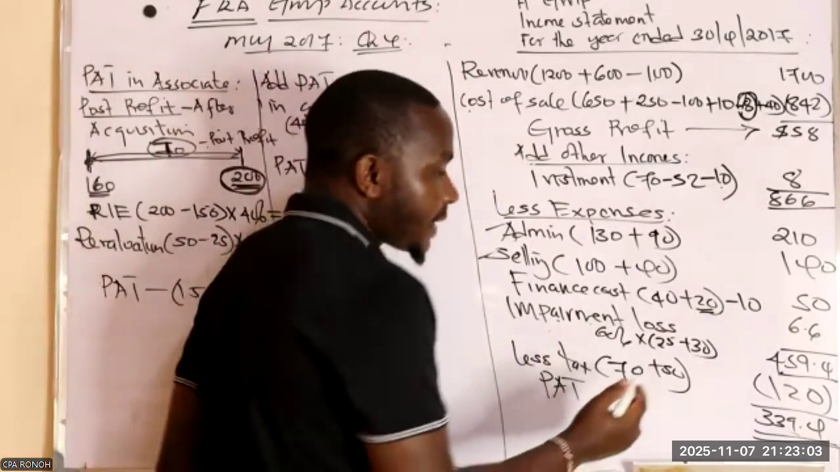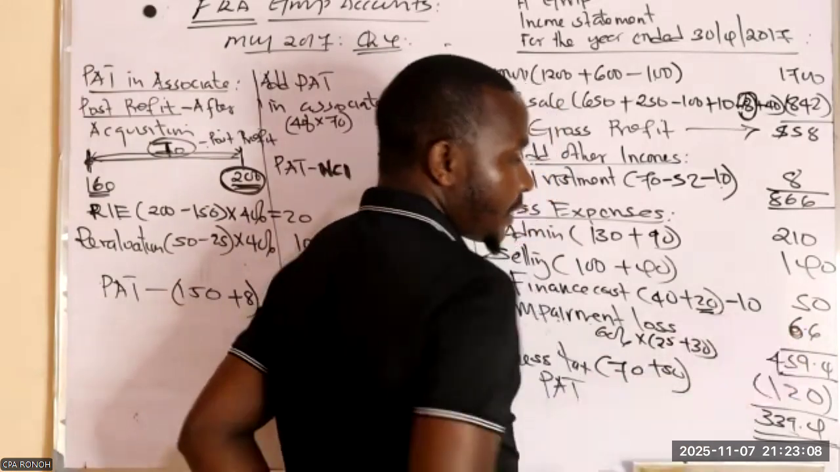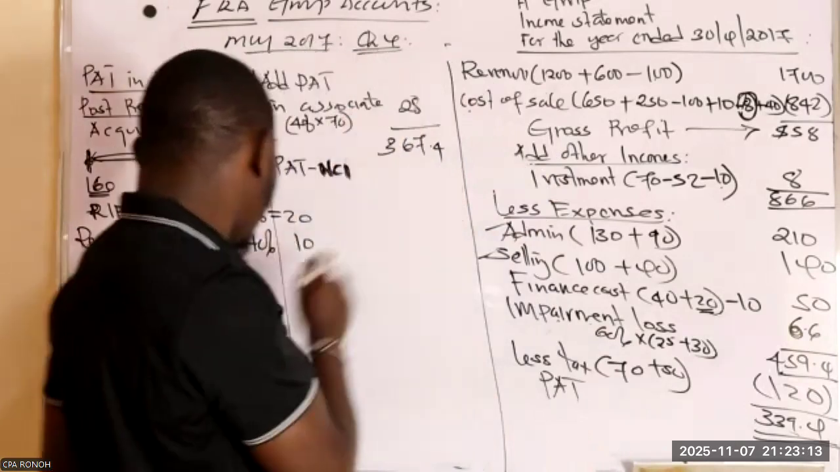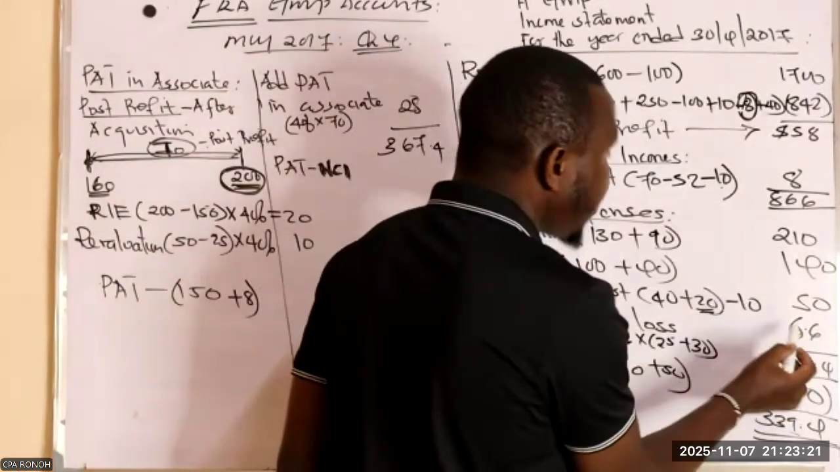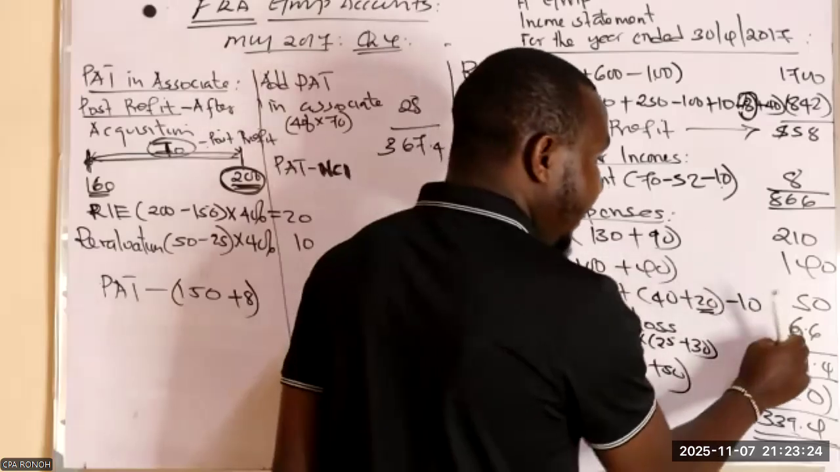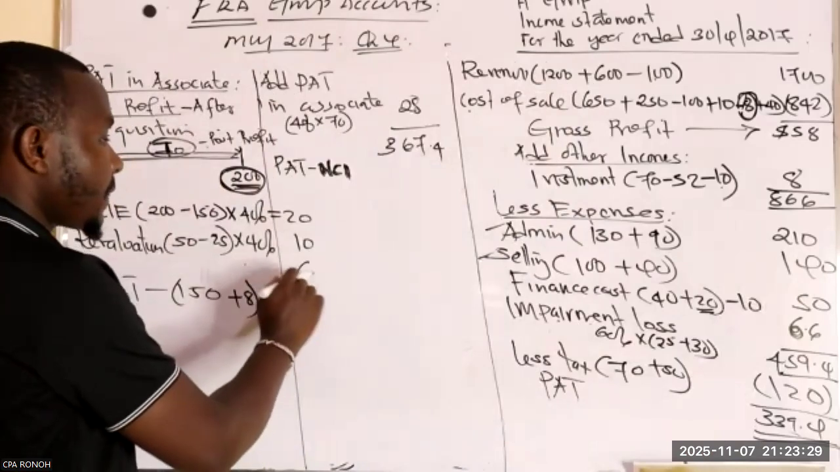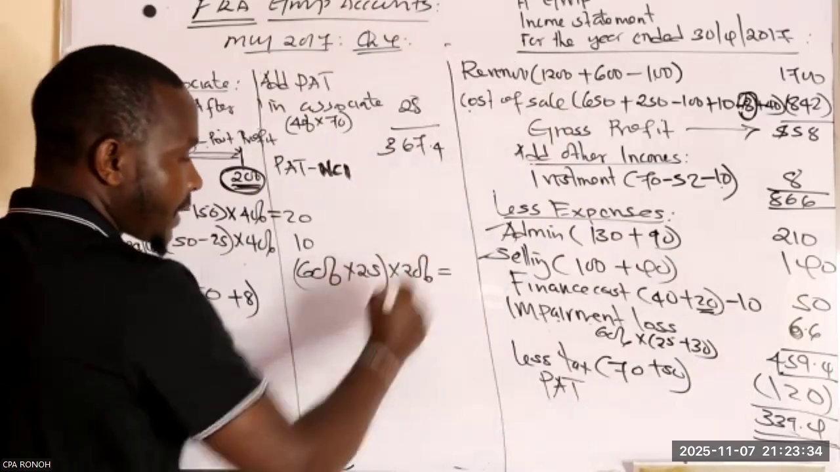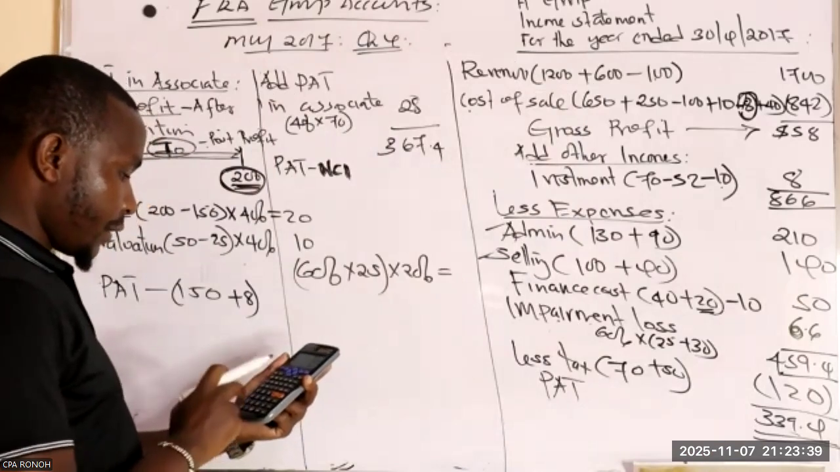our equity, they have not charged the impairment. So after this, subtract the impairment. This is the total impairment for the subsidiary and the associate. So for the associate, the parent has 60% of 25. Whatever you get, multiplied by 20%. How much are we getting? 60 multiplied by 25 multiplied by 20%.